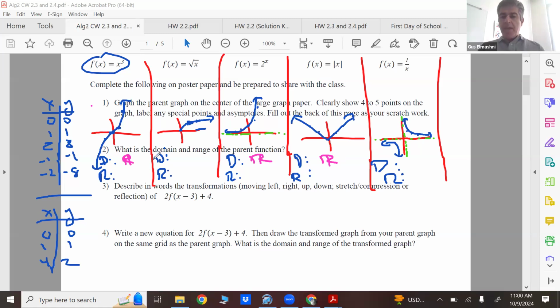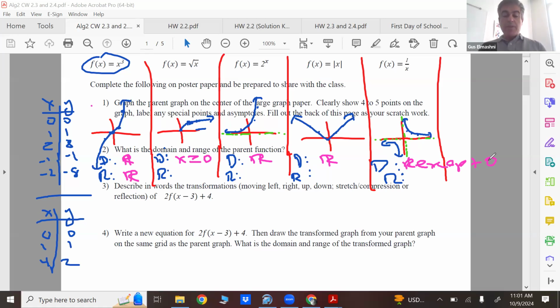Okay. Now let's talk about the range. The range seems to be pretty unique for each of these. For x cubed, it's all real. Anything can come out for y. Oh, well, I forgot to do the domain for root x. That's going to be this. And that's going to be all real except 0. You can't do 0 for 1 over x.